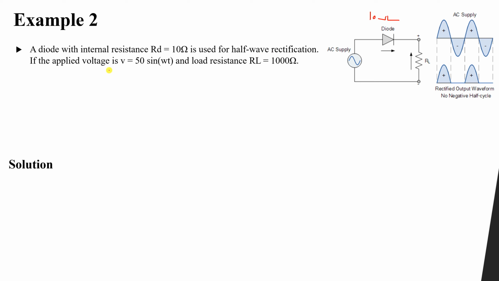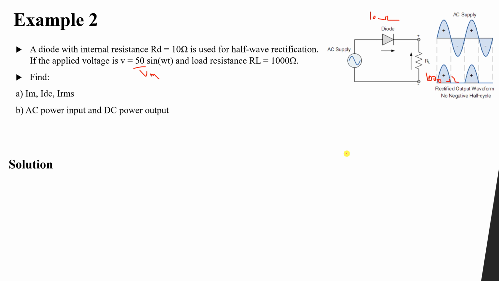If the applied voltage is 50 sine omega t, where 50 is the V max of the applied AC voltage, and the resistance of the load is 1000 ohms. Number 1, evaluate or find: number 1, I max, the maximum current; number 2, IDC, or the average current; number 3, the root mean square current.